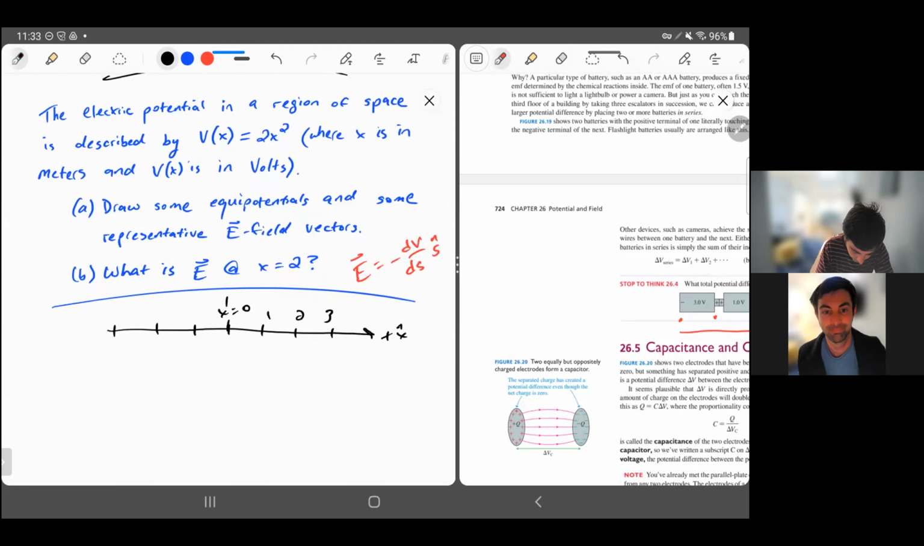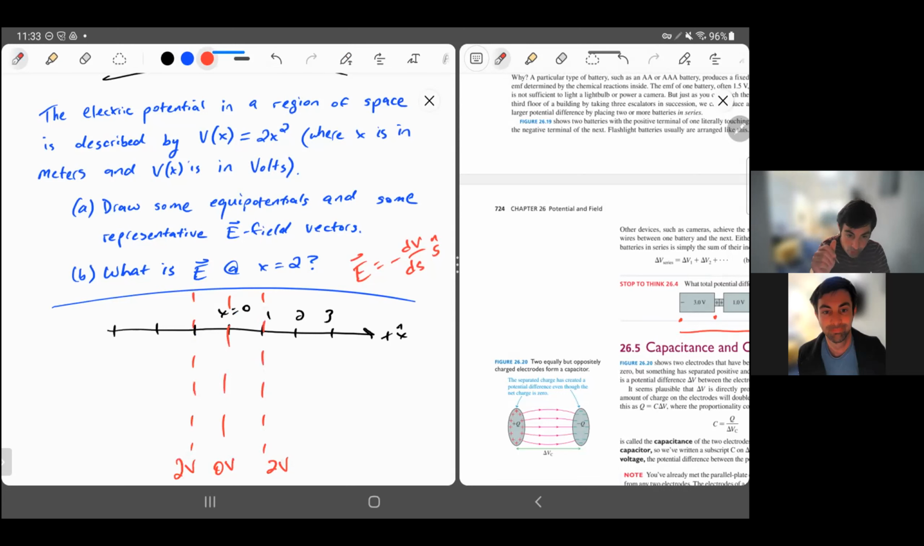Let's draw this in red. This will be our 0 volt equipotential. Then at x equals 1, it's 2 volts, so this will be our 2 volt equipotential. And even at x equals -1, we're at 2 volts. You have to be a little careful here because we're not going from -2 to 0 to 2. We're going 2 down to 0 and then back up to 2.